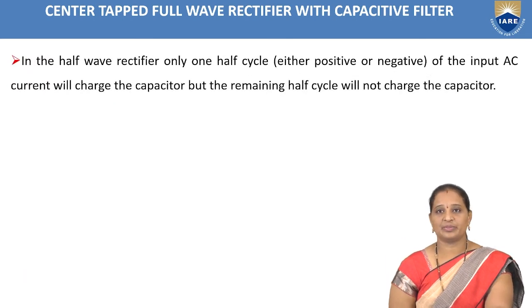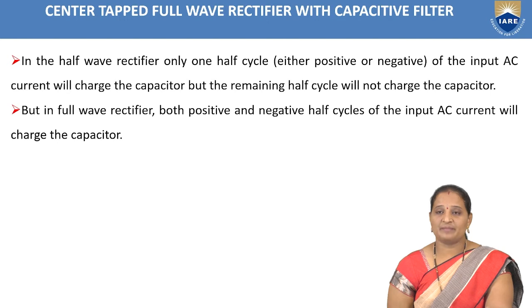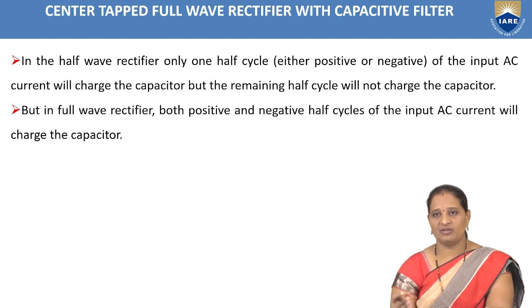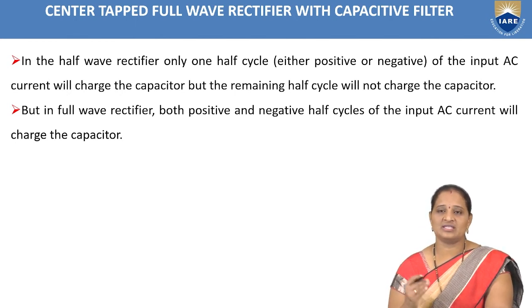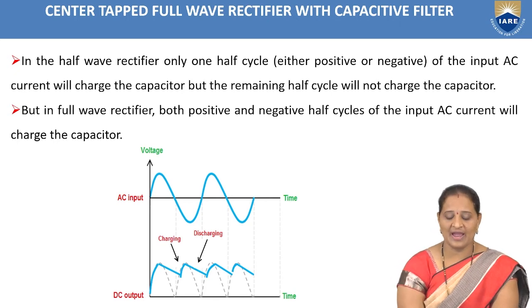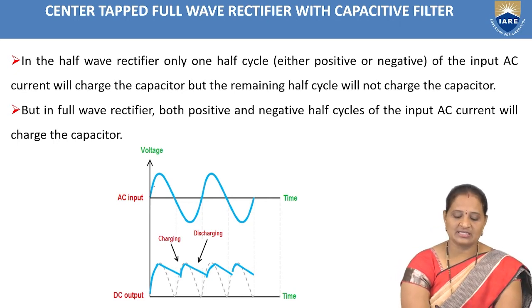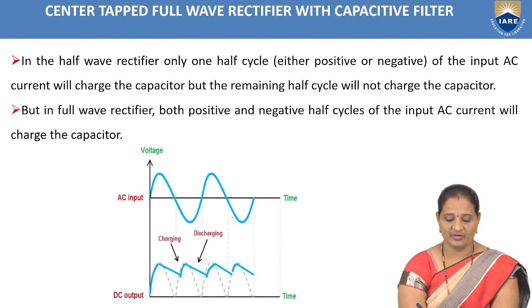Now what happens? In the full wave rectifier, the current flows through the load resistor during both the half cycles. That means during the positive half cycle, diode D1 conducts, and during the negative half cycle, diode D2 conducts. And hence we can say that there is some current flowing through the capacitor in both half cycles of the input, that is during positive half cycle and during negative half cycle. Let us see the output waveform of this full wave rectifier.